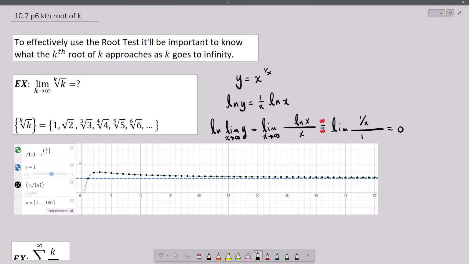And now our goal is to isolate the limit of y. We want to find the limit of this function that we're calling y. So what do we do to both sides? Exponentiate. That tells us that the limit of y as x goes to infinity is e to the 0, which is 1. So this is going to be one of the basic facts that you can use and not have to prove. If you come across a limit of the kth root of k, you can automatically just write that it's 1. You don't have to prove it unless the problem says prove that the limit is 1.